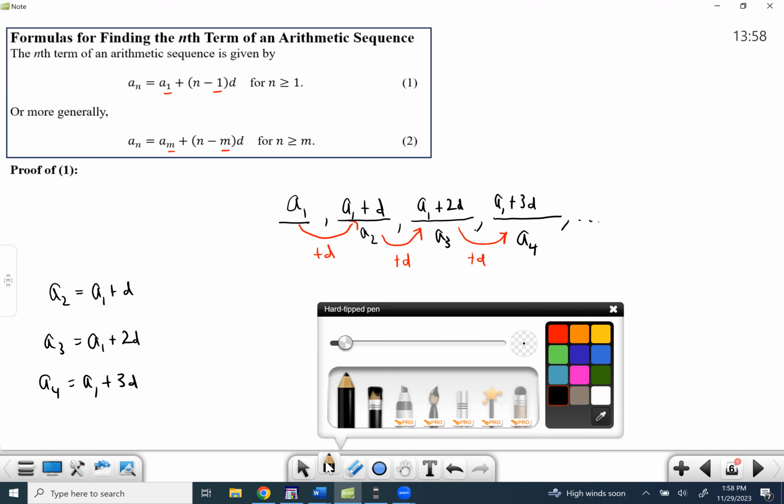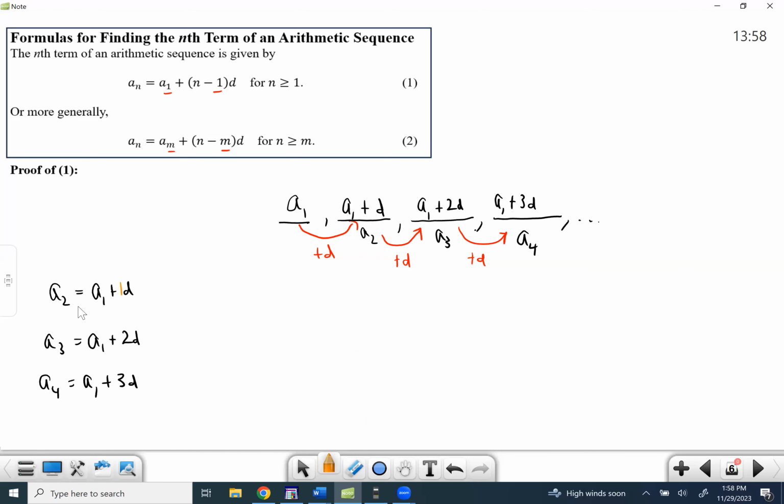So what I really want you to look at is, I'm going to put a 1 right here. This is a 2, this is a 1. This is a 3, this is a 2. This is a 4, this is a 3. Hopefully you're seeing that the number over here in front of the d is 1 less than the number over here, okay?